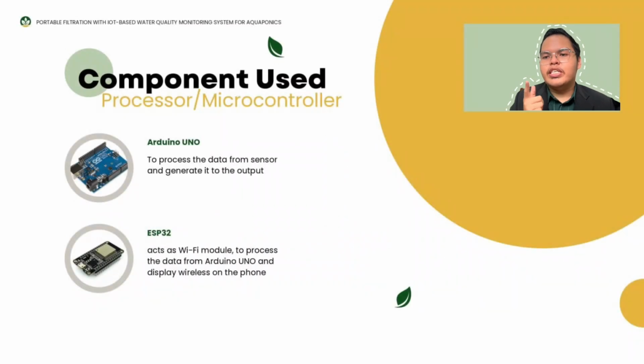For the components used as processor and microcontroller, we use 2 types, which are Arduino Uno and ESP32. So the Arduino Uno processes the data from the sensors and generates it to the output, which is the LCD display. And the ESP32 acts as a Wi-Fi module to process data from the Arduino Uno and display it wirelessly on the phone.